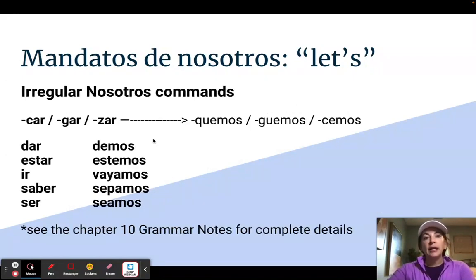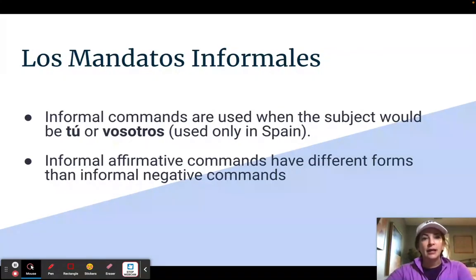Then we have irregular nosotros commands. It's the same ones, the car, gar, and zar changes: quemos, guemos, G-U-E, and cemos. And then these five are also irregular in the nosotros form as well. And then I just put a note here to see the chapter 10 grammar notes packet for complete details on these irregular verbs. All right, moving on.